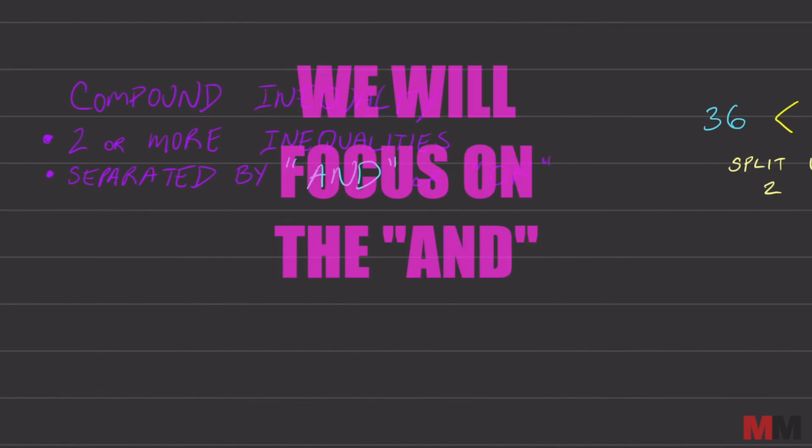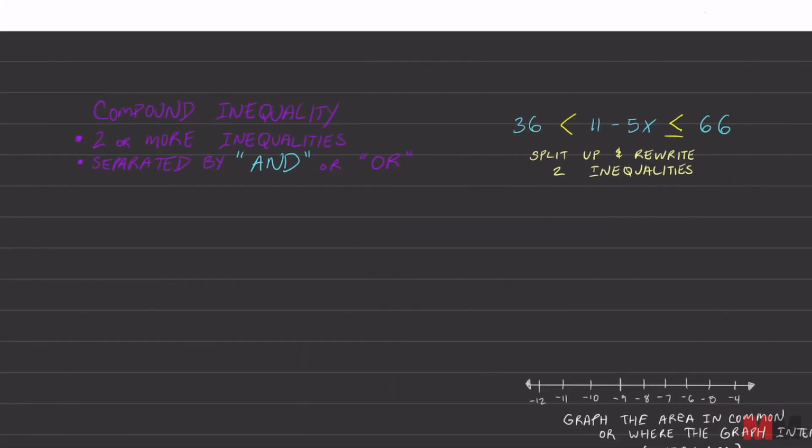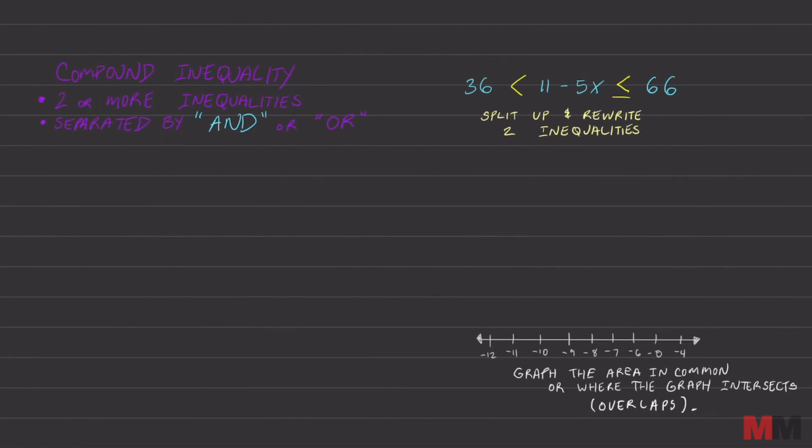It's usually separated by the word "and," or it will look like this first question right here. So if you look, there are two inequalities within this problem, and here's how you solve it. When you get this version right here, you're going to want to split up the inequalities. The first inequality will just be this part right here, and we're going to rewrite that on the left side.